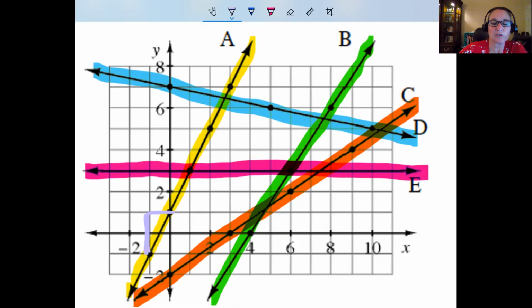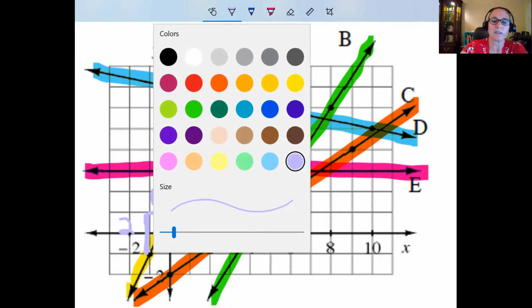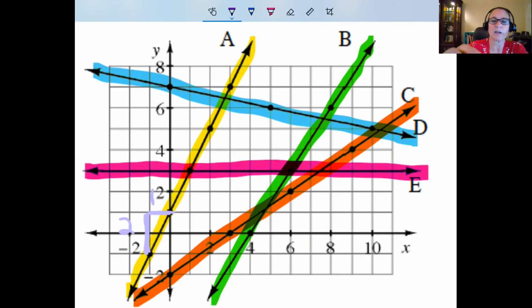And this is my change of y, and my change of y is 2. And this is my change of x, and my change of x is 1. So for A, I'm going to write it in this purple color, okay? For A, this one right here, my slope is going to be change of y, which is 2, over change of x, which is 1. And 2 over 1 is just 2. That's how you want to think about these problems when you're doing the slope.